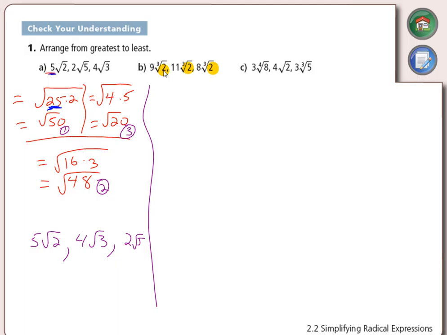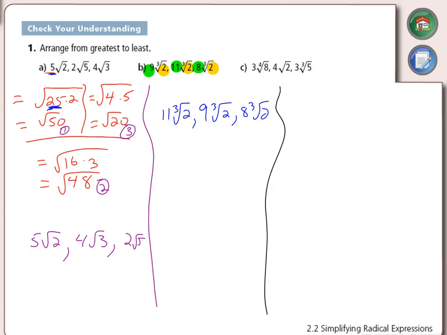So all we have to do is compare the 9, the 11, and the 8 this time around. So let's just write them in order. Greatest, 11. So 11 cube root of 2, then 9 cube root of 2, then 8 cube root of 2. There's my order.